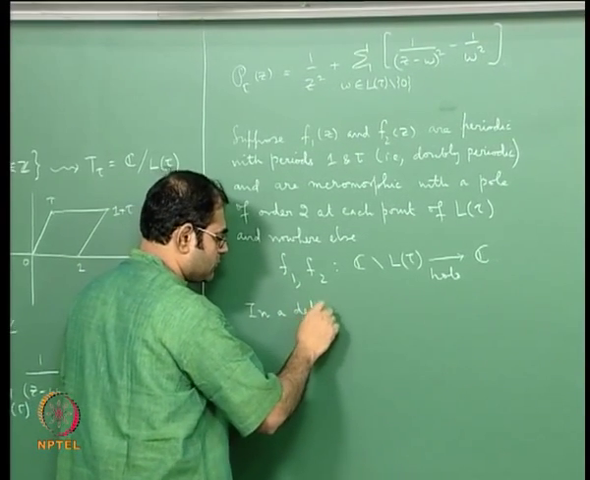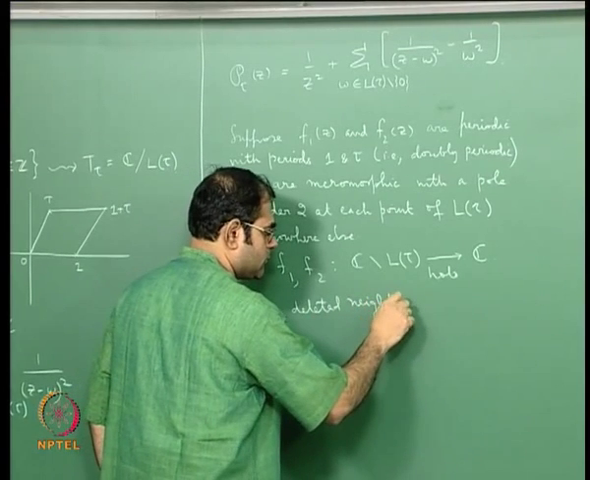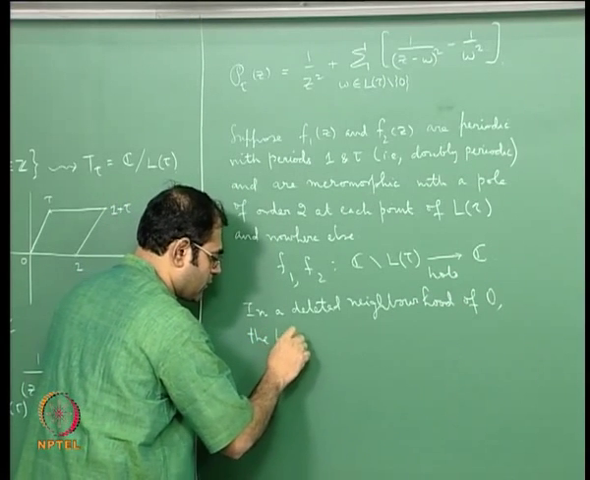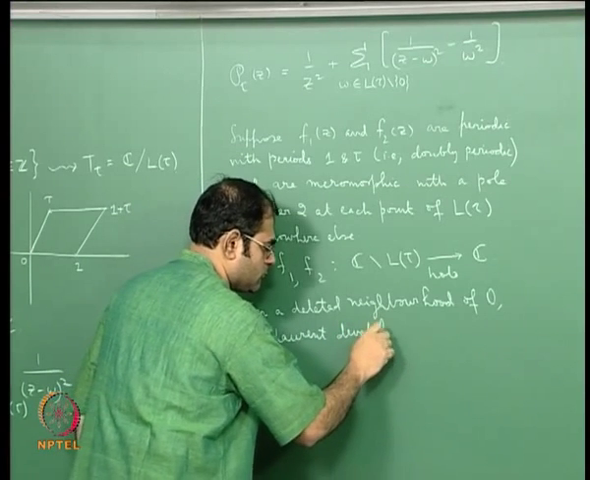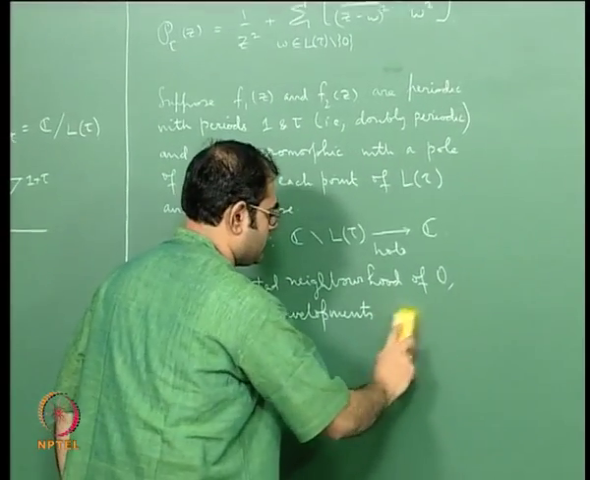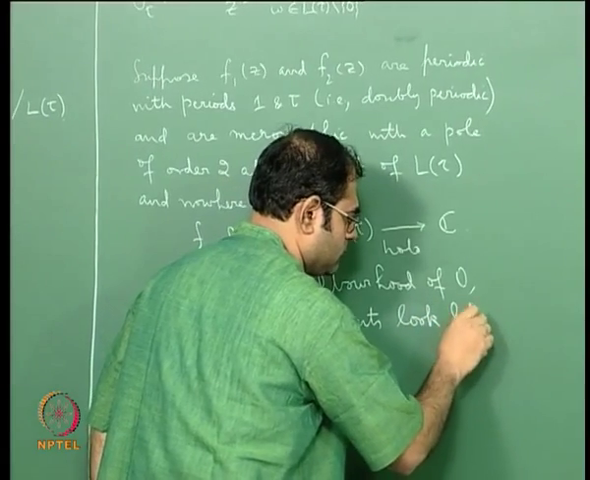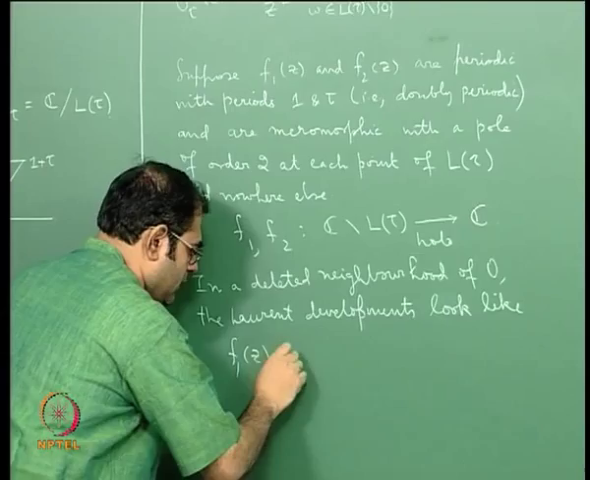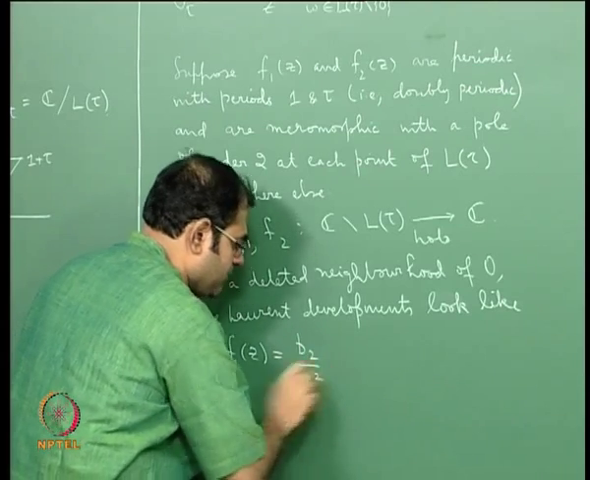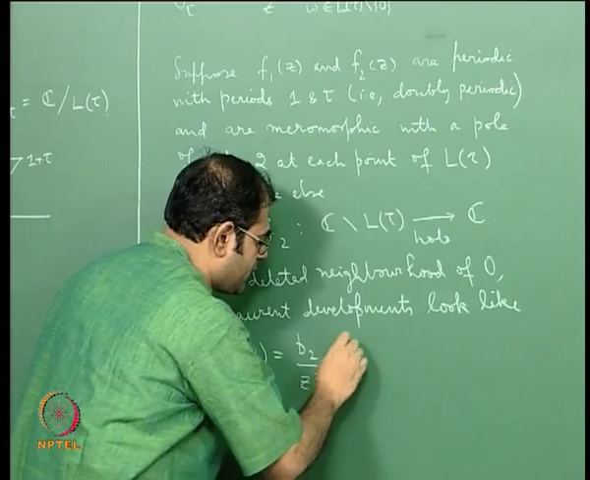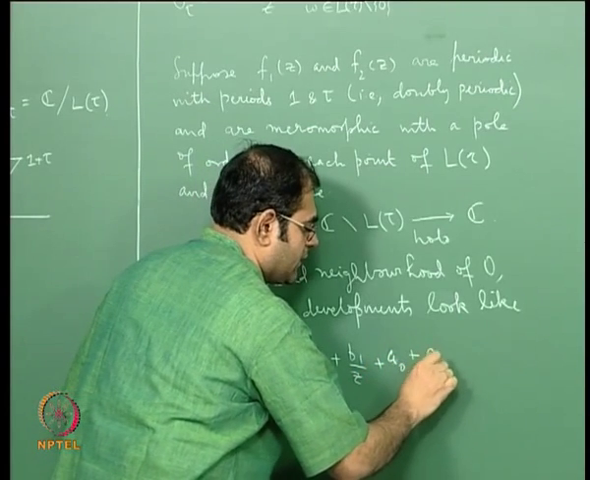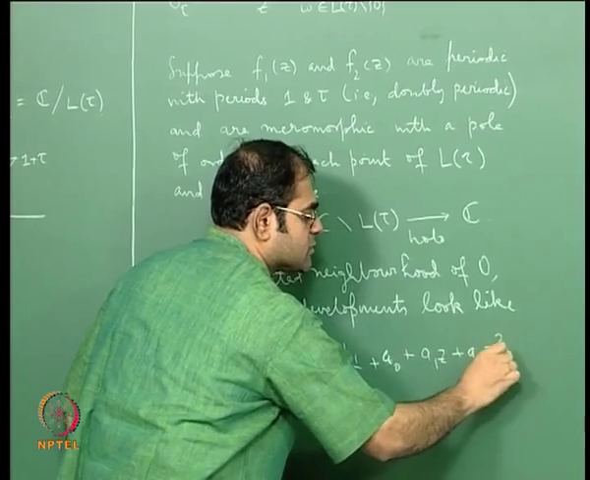In a deleted neighborhood of 0, the Laurent developments look like this. f1 of z, it is a pole of order 2, so I will get b2 by z squared, plus b1 by z, plus a naught plus a1 z plus a2 z squared and so on.